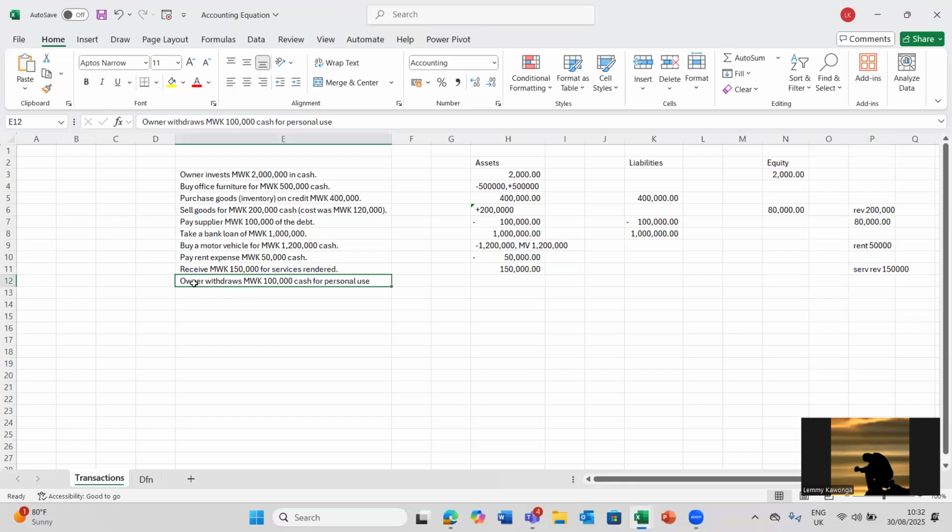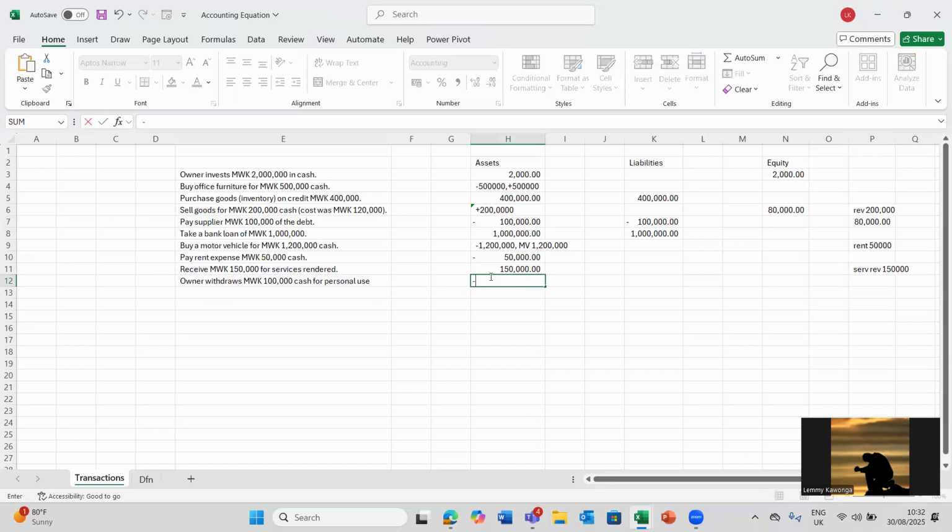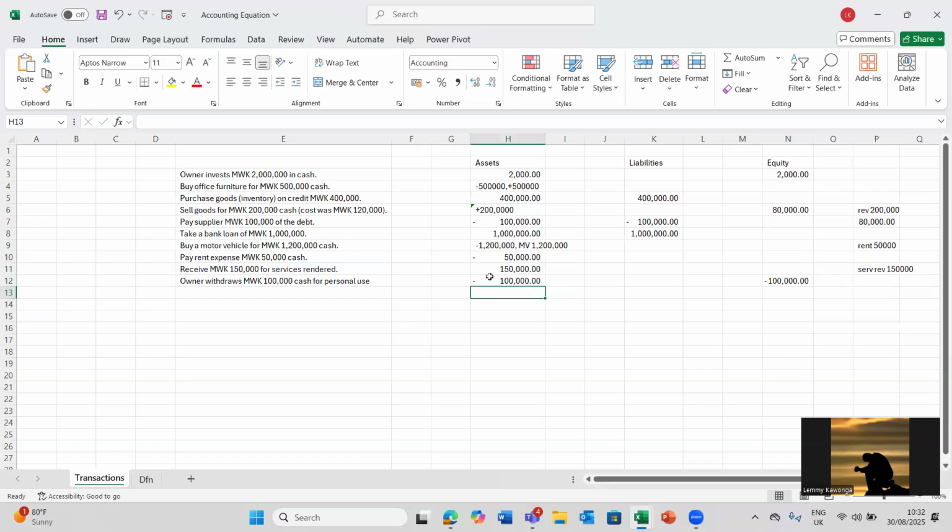The owner withdraws 100,000 cash for personal use. So if the owner withdraws 100,000 for personal use, what will happen is first we will decrease the cash by how much? By 100,000. At the same time, the capital is being reduced, the equity is being reduced by how much? By 100,000.